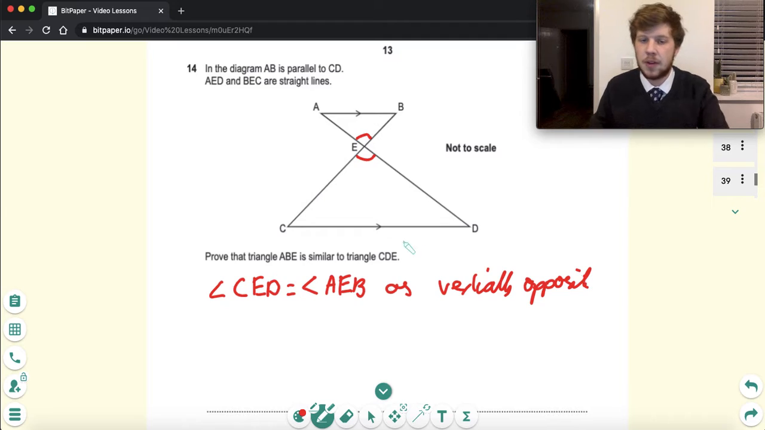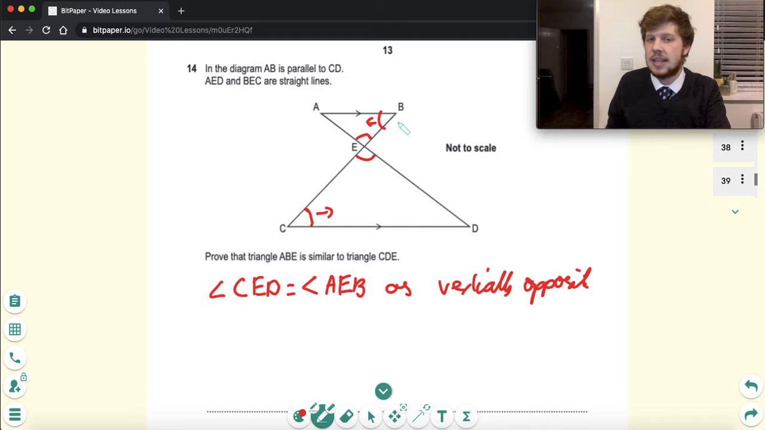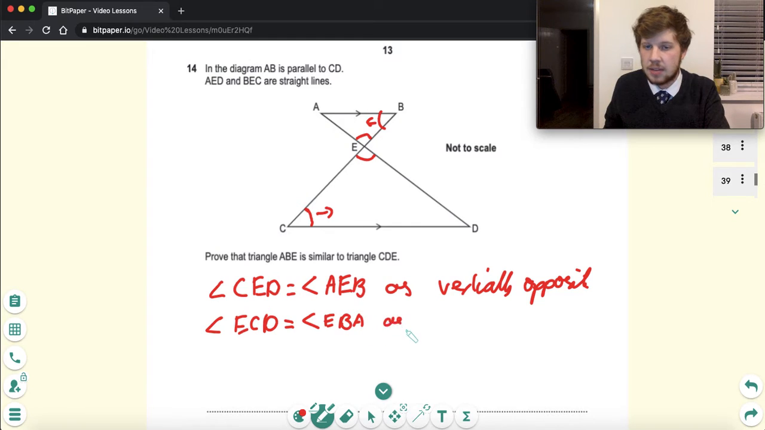The next thing I'm going to be focusing on is looking at my angles on my parallel lines. So I've got an angle here, which looks like it's pointing this way, and I have an angle at B, which is pointing in the opposite direction. You could say that they're pointing in alternate ways. And we know that alternate angles on a parallel line are equal, so therefore angle at C and the angle at B must be equal. So angle ECD is equal to angle EBA as alternate angles.